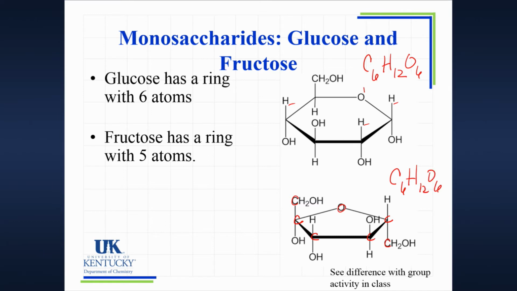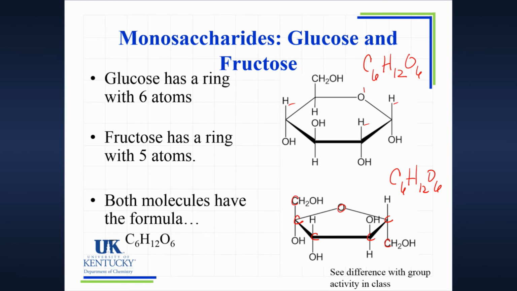C6H12O6. So we have 2 molecules that have the exact same molecular formula, C6H12O6, but they have a different 3-dimensional structure, have a different connectivity of these things. So these are isomers of each other. That's a term that we learned when we were talking about organic chemistry. Okay, so like I said, both of them have that formula, but they have a different arrangement.